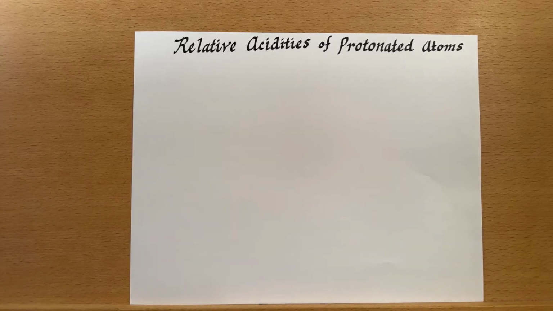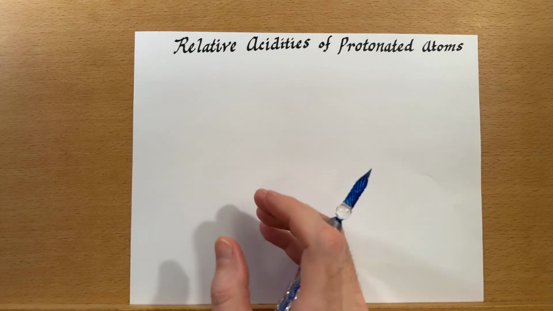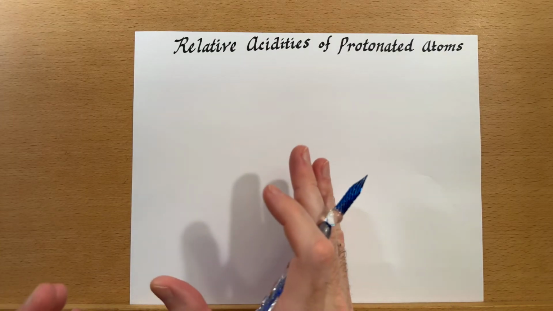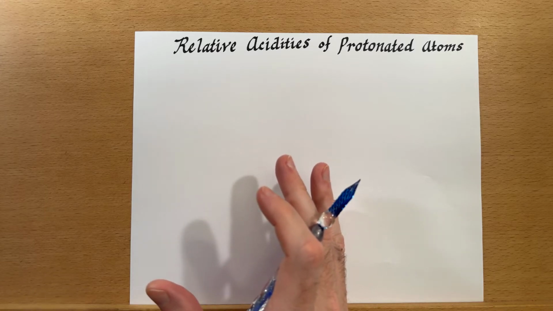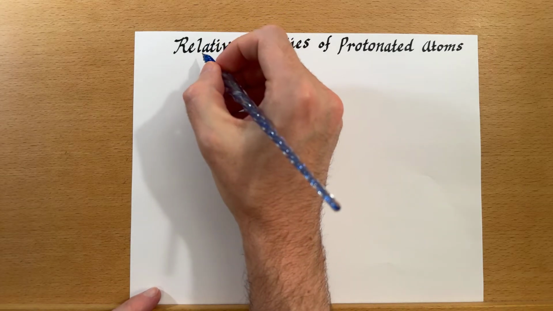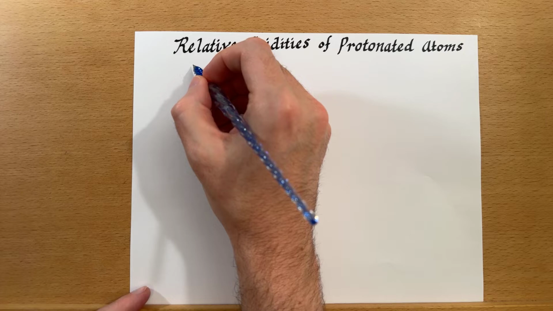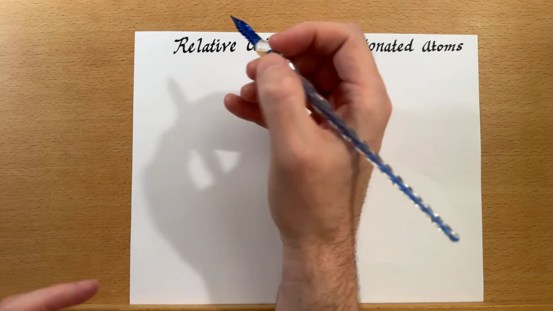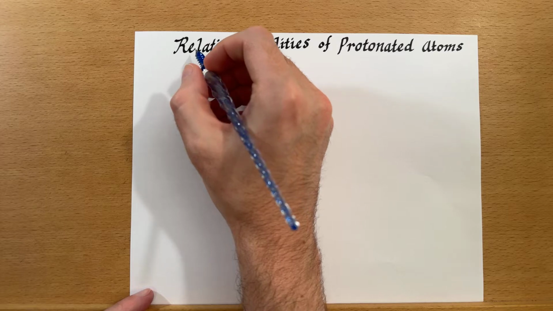Now let's consider the relative acidities of protonated atoms. One of the ways to do this is to look at the stability of the anion. And so to do that, let's look back at a general chemistry type example.